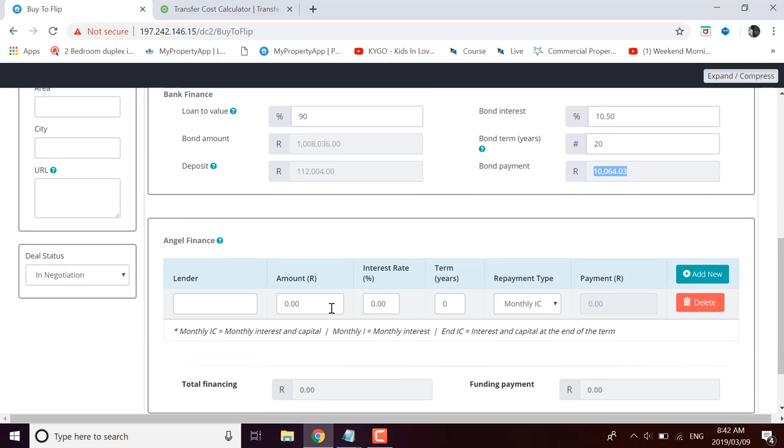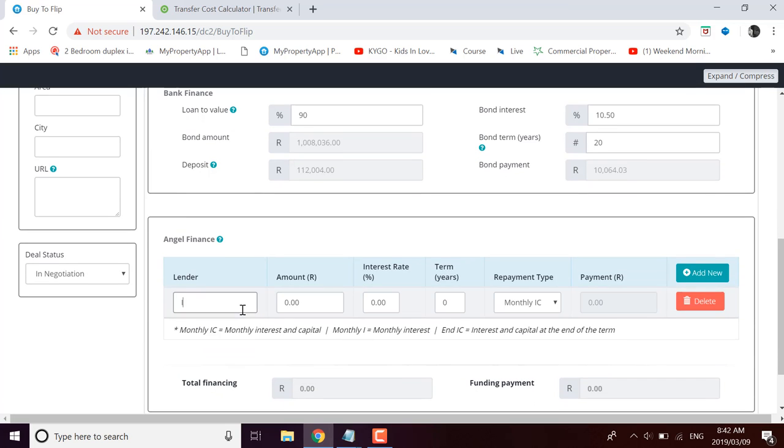Okay? Now let's say that we're also going to get an investor, and we'll call them investor 1, and we're going to loan like 100,000 Rand from them, maybe 10% interest rate over a 5-year period, with interest and capital, interest only, or end interest and capital. Let's say interest and capital. If that doesn't make sense for you, just go and Google it, because what you'll notice is that monthly interest and capital is paying both the monthly interest and the capital every month. That is how the banks work.